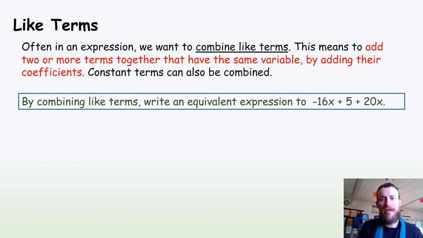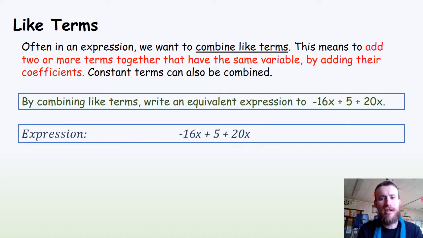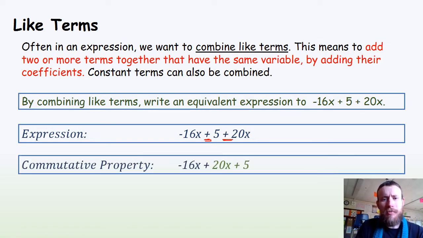So we have this expression negative 16x plus 5 plus 20x. We want to combine some like terms. We're looking at it and saying, what could I add up? I have some plus signs here, plus 5 and plus 20x. So I want to try to add something, clearly. First, we use the commutative property. So we're going to switch these two terms, the second and third terms. Why am I going to do that? Because now the two terms with x in them, which are called like terms, we can add those up.